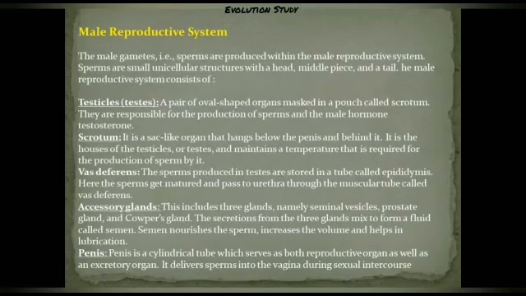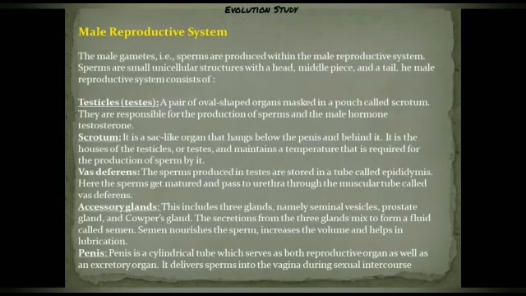Vas deferens. The sperms produced in the testes are stored in a tube called the epididymis. Here the sperms get matured and pass to the urethra through the muscular tube called the vas deferens. Now, what is the accessory gland? This includes three glands, namely the seminal vesicles, prostate gland, and Cowper's gland. The secretions from the three glands mix to form a fluid called semen. Semen nourishes the sperm, increases the volume, and helps in lubrication.